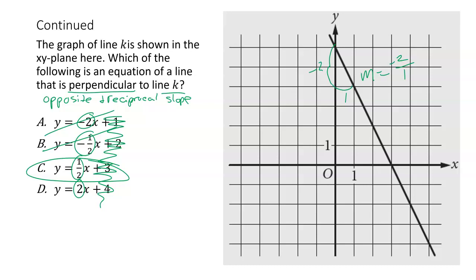Perpendicular lines have opposite reciprocal slopes. Change the sign, flip your fraction, match it up. Parallel lines have what kind of slope? The same. Parallel lines have the same slope. Perpendicular has opposite reciprocal.